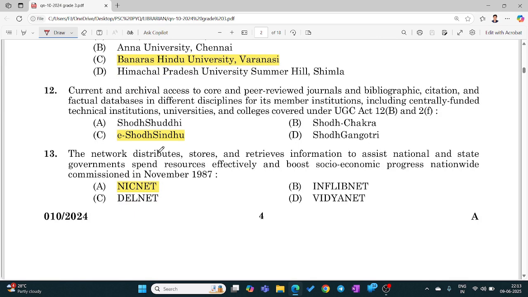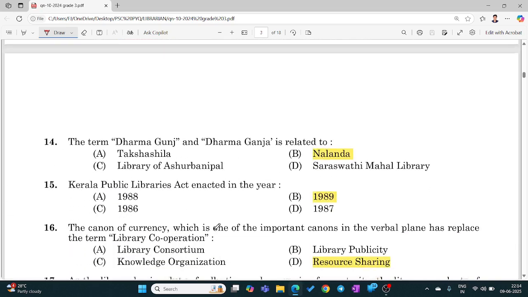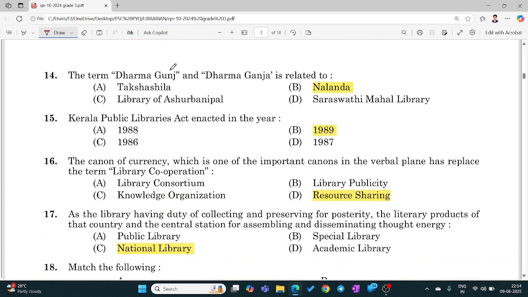The network that distributes, stores, and retrieves information to assist national and state governments to spend resources effectively and boost socio-economic progress nationwide, commissioned in November 1987, is NICNET. The term Dharmaganj and Dharmagancha is related to Nalanda. Kerala Public Libraries Act was enacted in the year 1989.